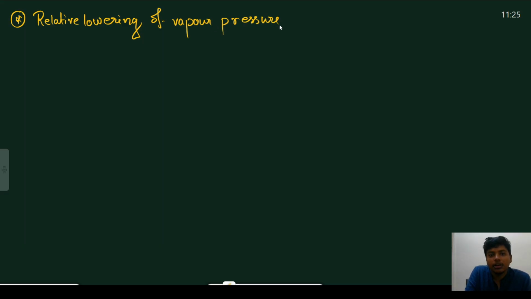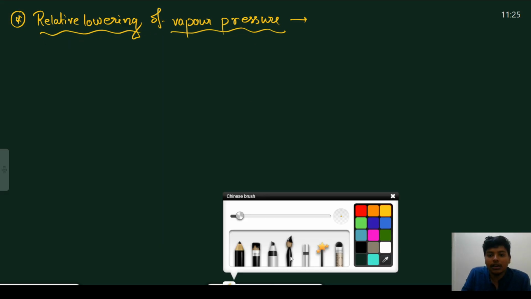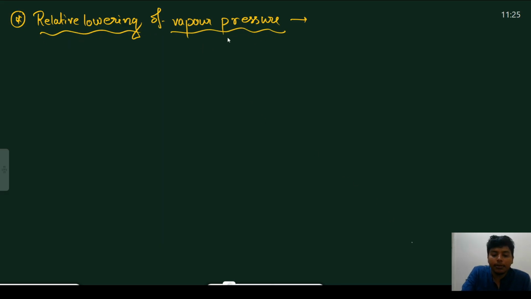First property we'll discuss is relative lowering of vapor pressure. Now you'll say, sir, it's a big name. Okay, relative lowering of vapor pressure. So we will divide it in a small way. So tell me, what is vapor pressure? Last class I told you what vapor pressure is. Tell me, what is vapor pressure?